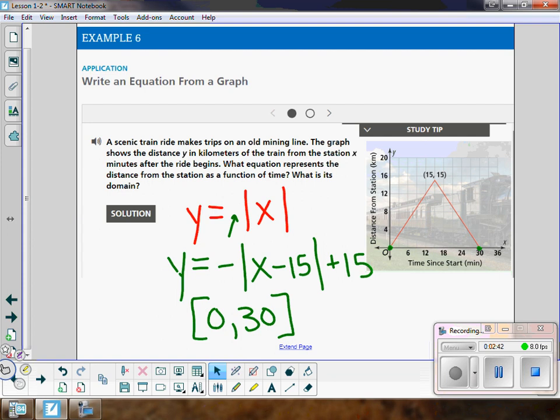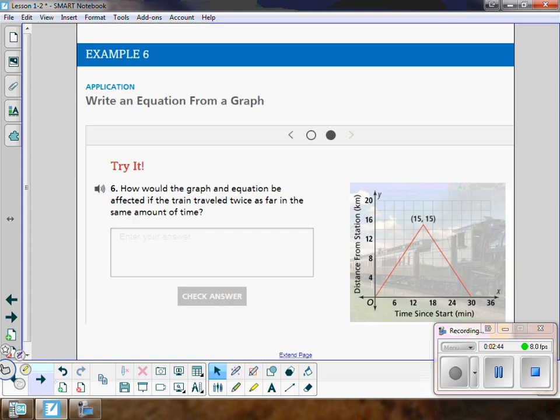Let's see what's going on here with your try it problem. It says, how would the graphing equation be affected if the train traveled twice as far in the same amount of time? Okay, twice as far in the same amount of time. So I want you to think about how this slope would change if you're going twice as far. This distance would not be 15 kilometers away, it would be 30.